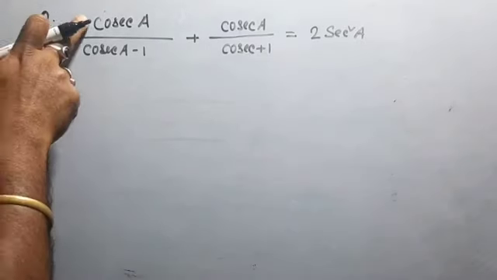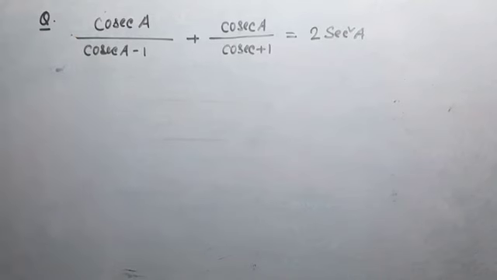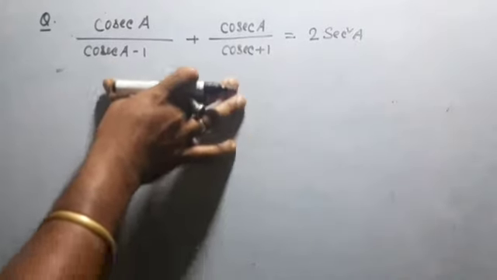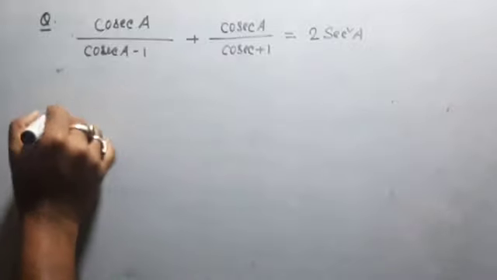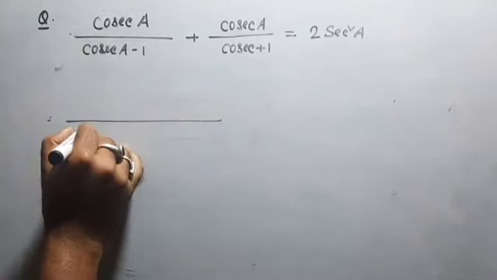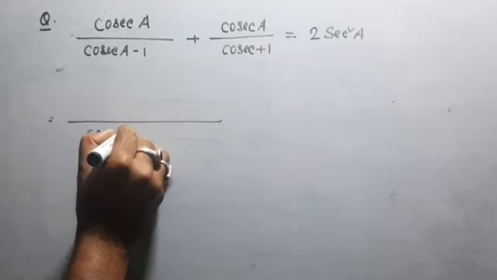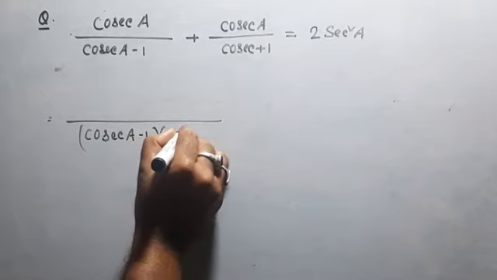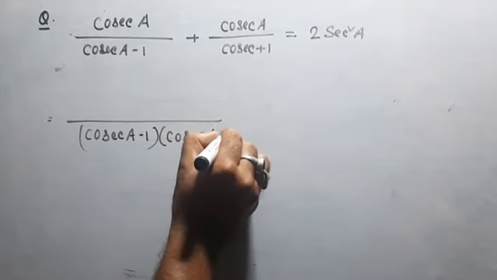Next question, cosec a by cosec a minus 1 plus cosec a by cosec a plus 1, and the RHS is 2 sec square a. So that is your LHS. You take LHS and then find LCM. The LCM is cosec a minus 1 and cosec a plus 1.